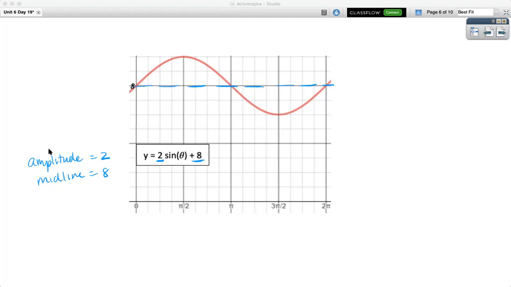So here it's saying the amplitude is 2. That means from the midline, my height is going to increase by 2 units, and then it's going to have a minimum below the midline of 2 units. I can tell right there that this is at 10 and that this is at 6. So when you're dealing with amplitude and midline, it's really important to know both of them to help you graph specific situations.